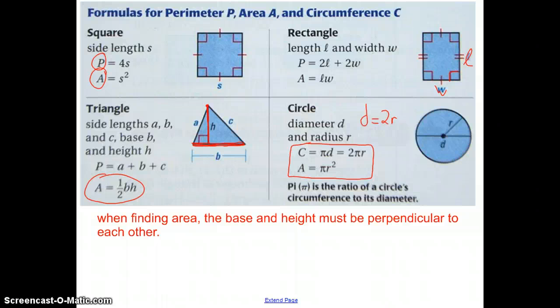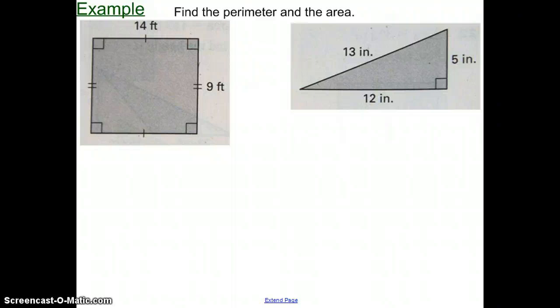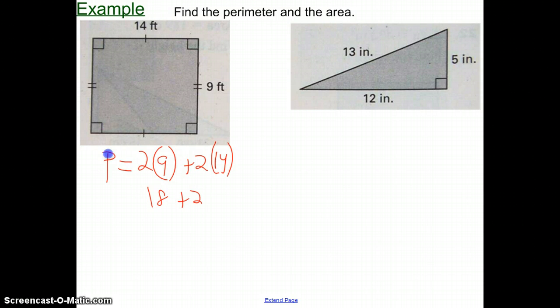All right, find the perimeter and the area. We're just looking at a rectangle here. Perimeter is 2 times the length, we'll call 9, plus 2 times the width, we'll call 14. Follow your order of operations and add them up. You get 18 plus 28, which is 46. I'm going to try to go through these notes pretty quickly. You don't need to see me add and multiply.